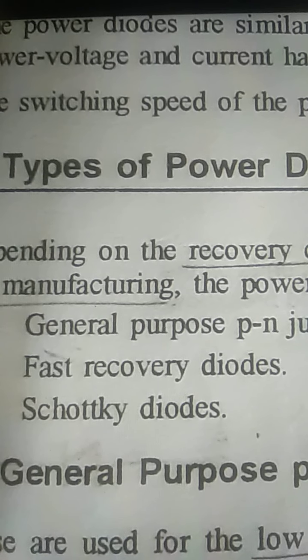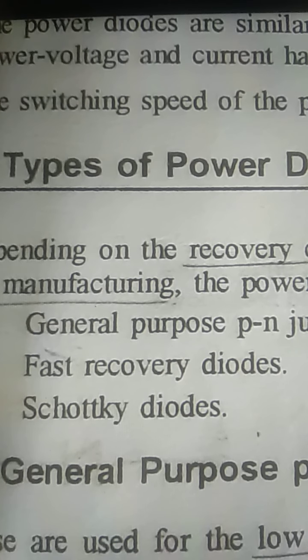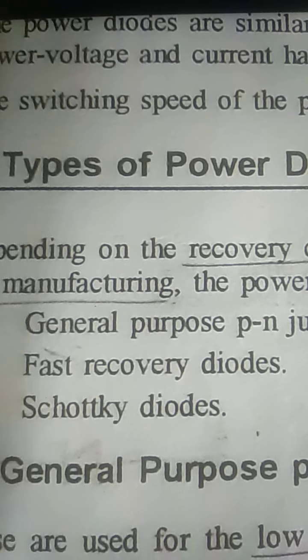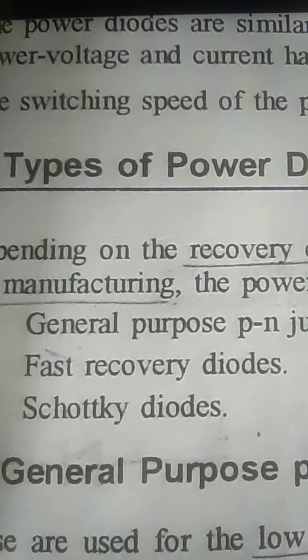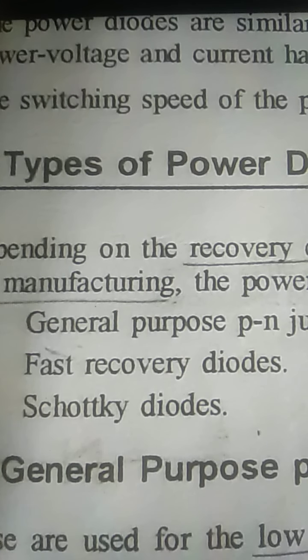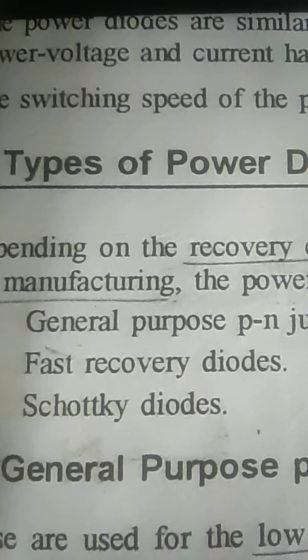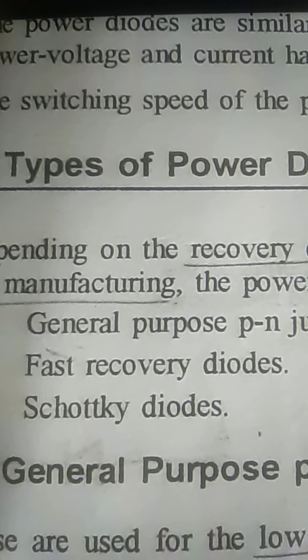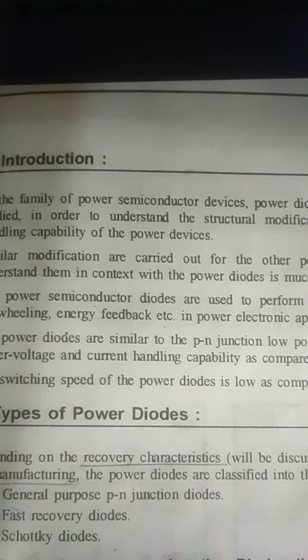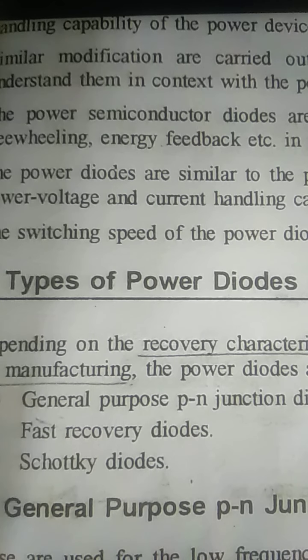Then the fast recovery diode. The fast recovery diode has very low recovery time. And the third type of power diode is the Schottky diode. The Schottky diode has less on-state voltage drop. So these are the characteristics of the three types of power diodes. The types are: first, the general purpose PN junction diode; second, the fast recovery diode; and third, the Schottky diode.